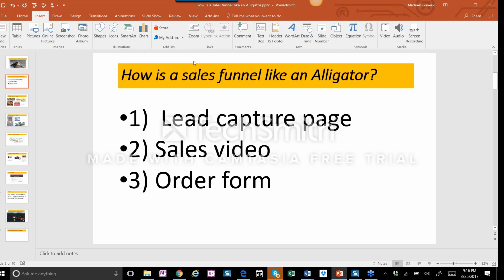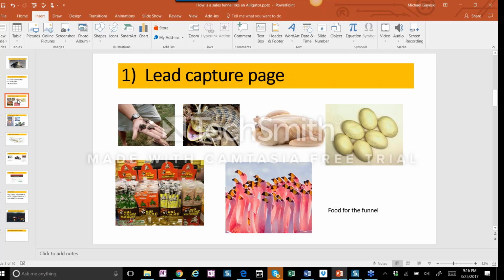In that sales funnel, there are three different concepts that we like to talk about: a lead capture page, a sales video, and an order form. Those are the three main. They're not all-encompassing, but conceptually you have those three areas. Now the next thing we need to take a look at is what goes into that funnel.